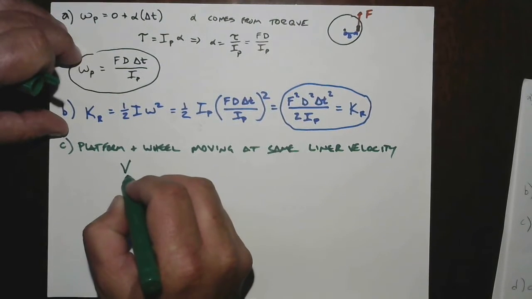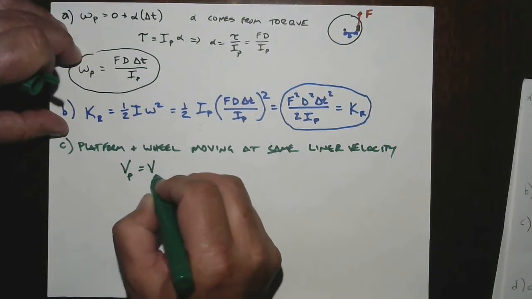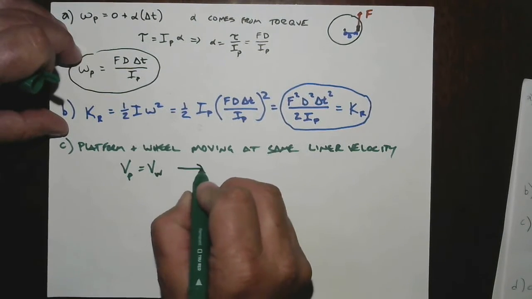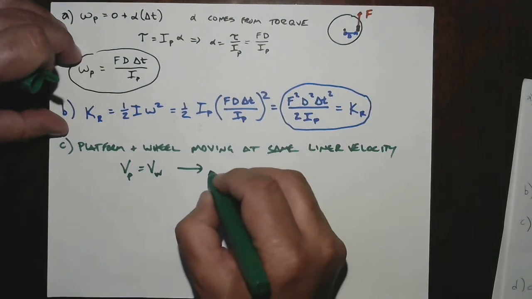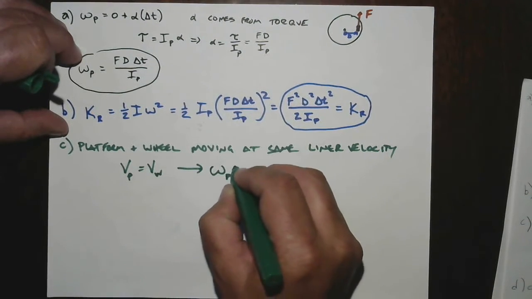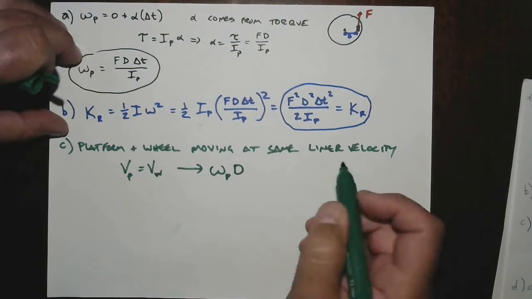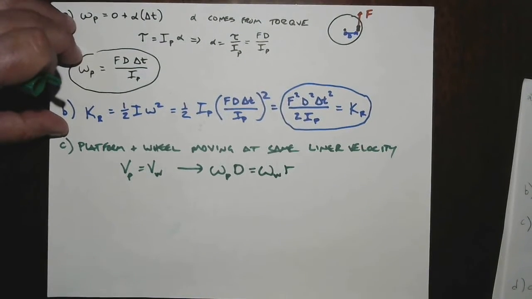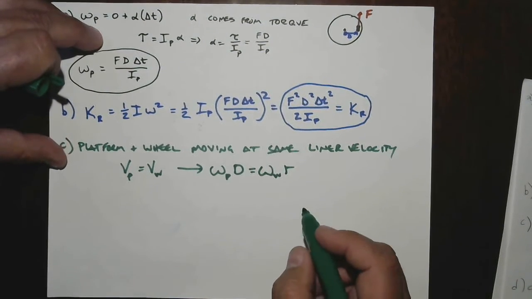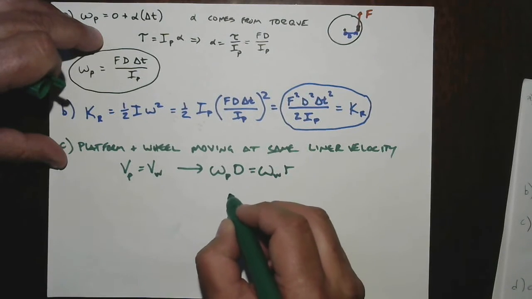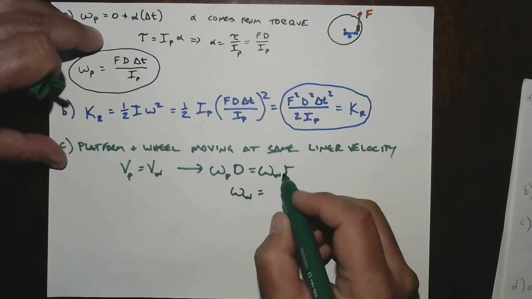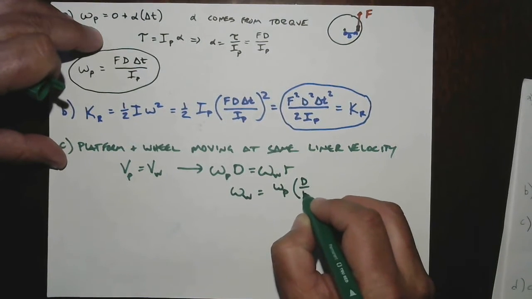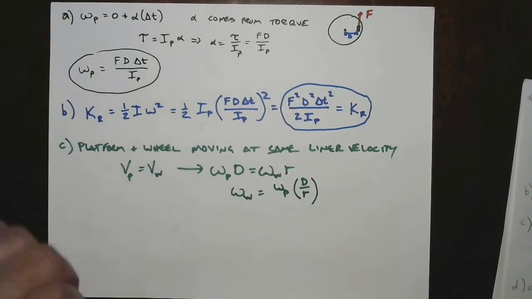So that means the velocity of the platform and the velocity of the wheel where they touch are going to be the same. Now, linear velocity is actually angular velocity times r. So the angular velocity of the platform times the radius at which it is being touched equals the angular velocity of the wheel times the radius at which it is being touched. And now we've got our ratio here. We've got that omega wheel is going to equal omega p times the ratio d over r. Looks like that little wheel is going to be hustling.